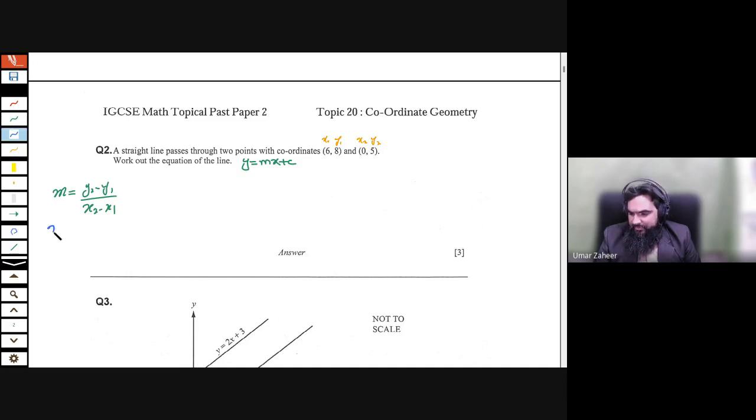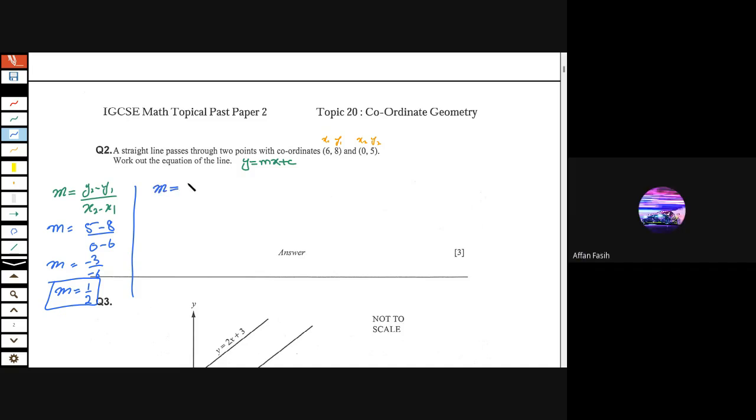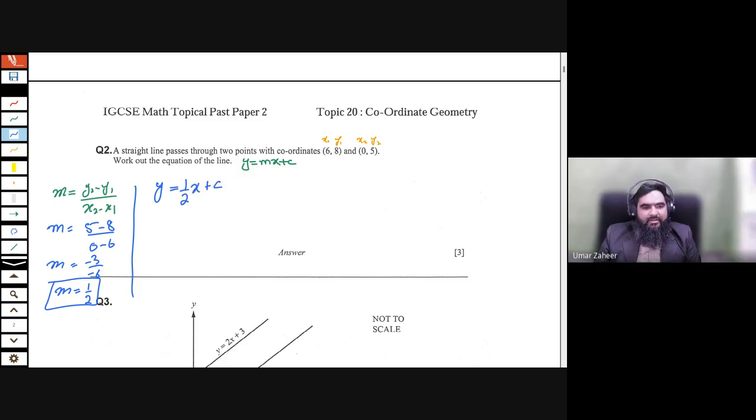So find it. That will be 5 minus 8 over 0 minus 6, so minus 3 over minus 6, which is 1 over 2, or 0.5. So the equation will become y is equal to 1 over 2 x plus c. So how can we find the y-intercept?